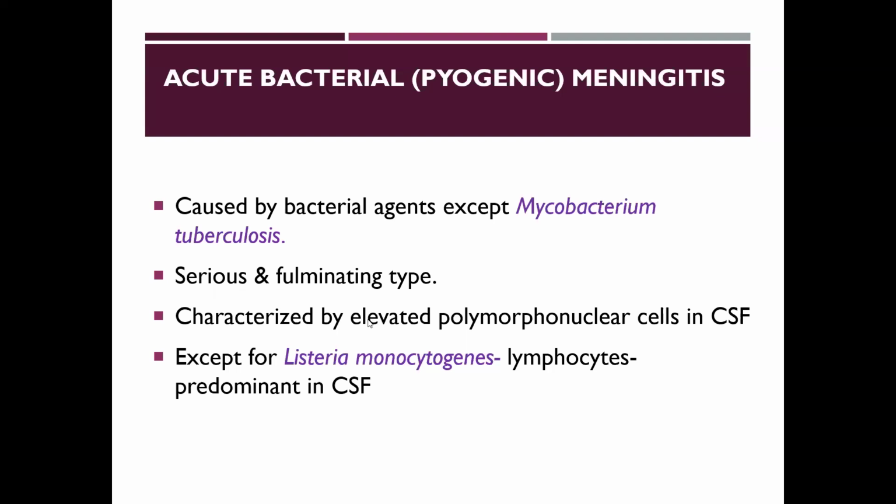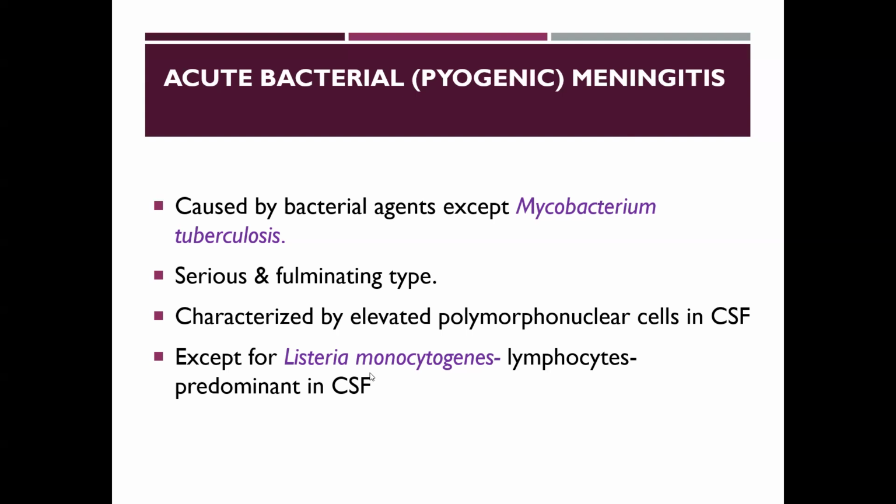It is characterized by elevated polymorphonuclear cells in the CSF. When we suspect meningitis, we generally collect a CSF sample. Based upon the biochemical analysis and the cell count, we can classify the meningitis, whether it is bacterial, viral, or tuberculous meningitis. In pyogenic meningitis, we can see elevated polymorphonuclear cells.